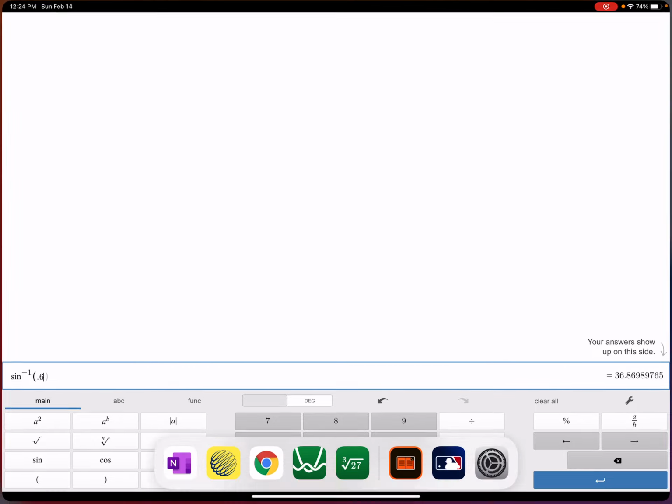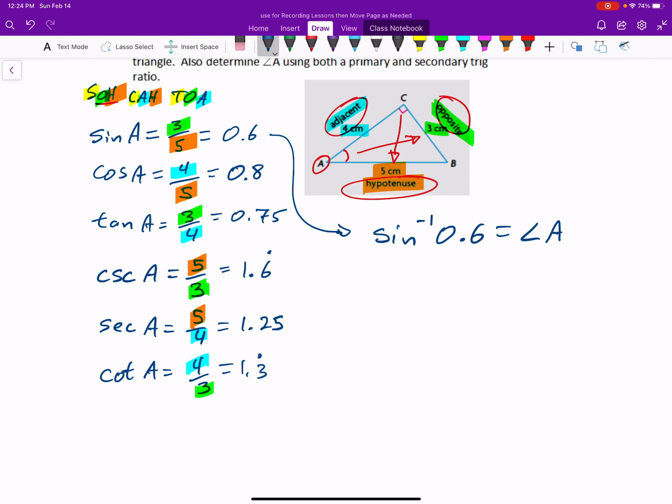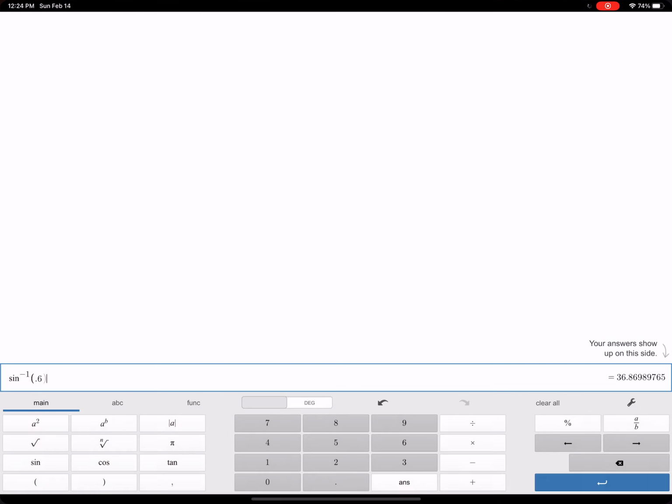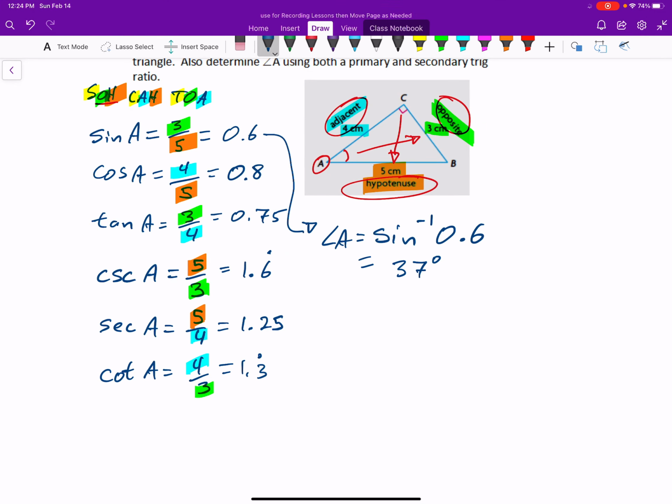So I go sine -1 of 0.6, and it tells me that my angle is 36.9 degrees, or let's round to the nearest degree. So it's approximately 37 degrees. I guess maybe I'd rather write it like this. I'll write the angle A over on this side. And then I could say angle A equals 37 degrees. I think that's what it was, wasn't it? Just double check that. Yeah, 37 degrees.